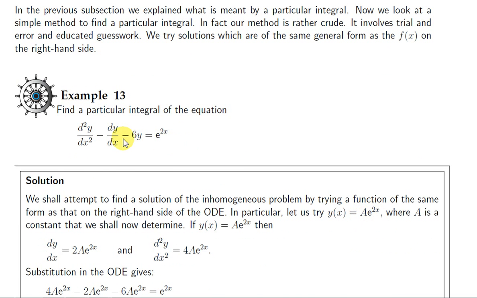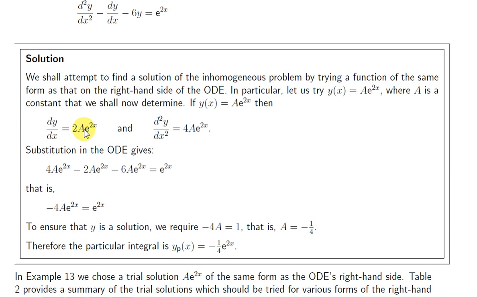We plug this into the differential equation. So we differentiate it once using the chain rule. We get a times 2e to the 2x, which is that. Differentiate again, we get another 2 from the power, so we get 2 times 2, 4a in front. Plug into the differential equation. So we have 4a e to the 2x, then we have a minus 2a e to the 2x, then we have minus 6 times y. So we have minus 6 times a e to the 2x. And on the right hand side we have 1e to the 2x.